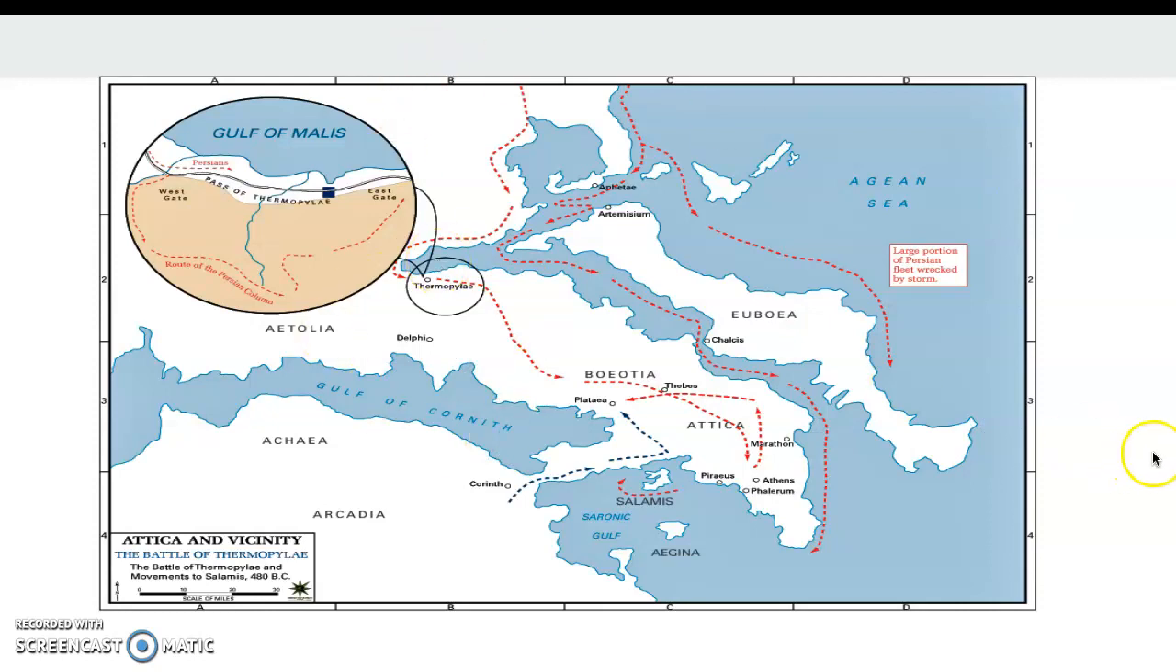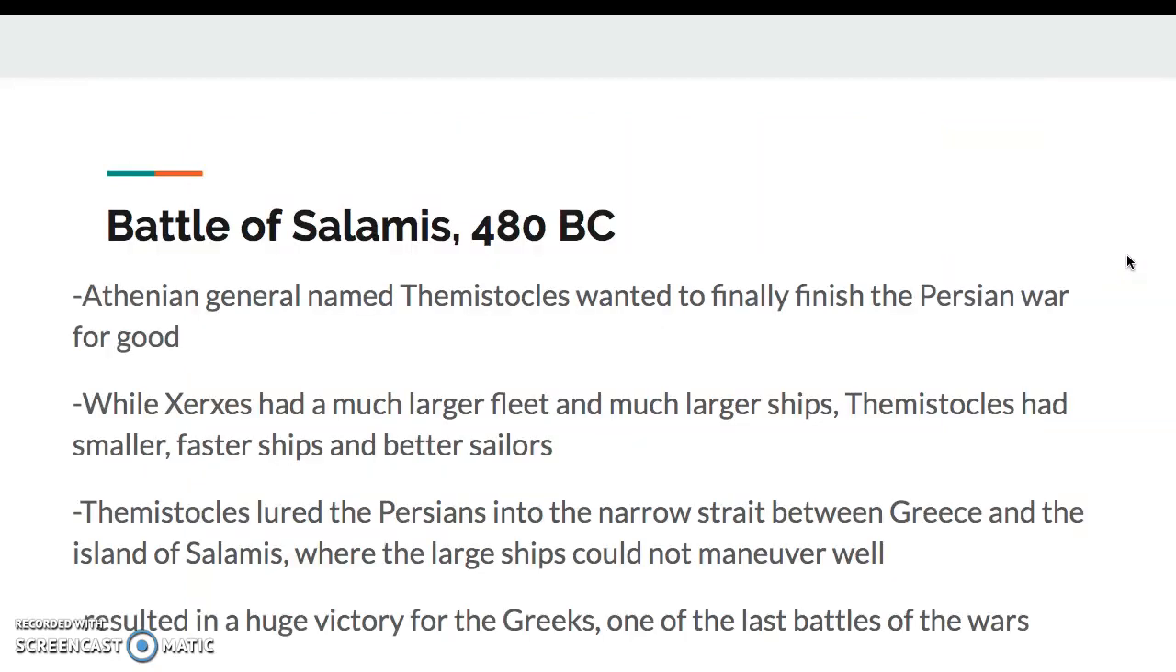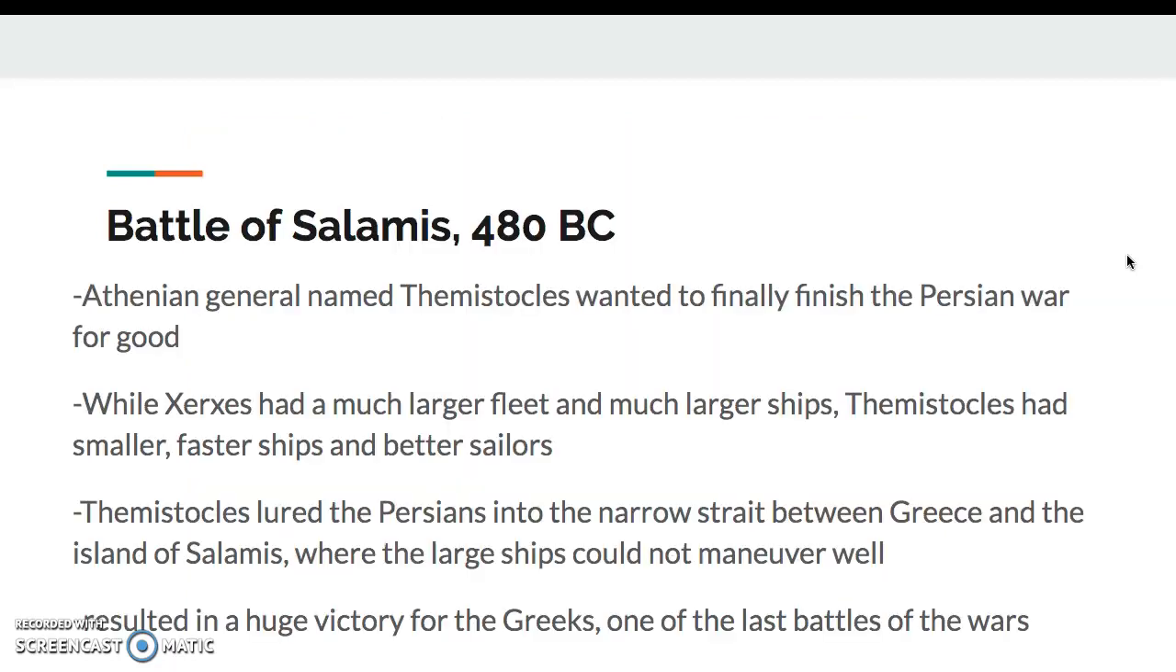Where Thermopylae is located. Ceremonial plaque to remember the brave sacrifice. The Battle of Salamis, fought later that year, 480 BC.